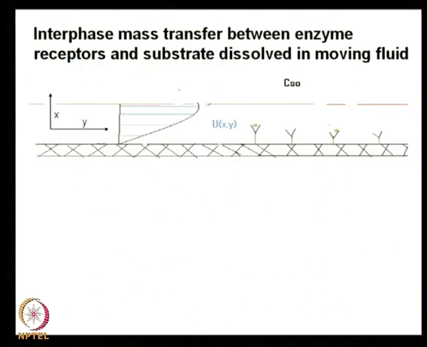The next thing that we are going to do is interface mass transfer between enzyme receptors and substrate dissolved in a moving fluid. The major difference is that in the first part that we did, we only considered diffusion and no movement of the fluid. It was as if a static fluid was there and the enzyme matrix insoluble in it was dropped in, and the diffusion and reaction occurred. Here we are going to look at moving fluids.